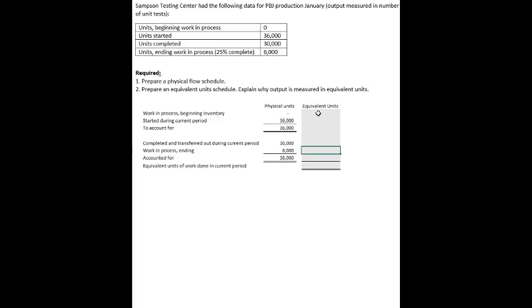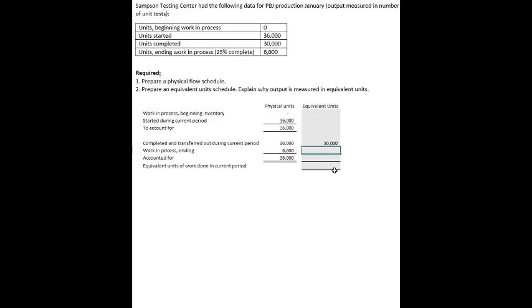So the equivalent units schedule looks like this. We know that every single one that was completed and transferred out needs to be accounted for. All 30,000 are 100% complete. Now for the work in process at the end of the period, we need to know where these things are in the manufacturing stage. Are they just started? Are they halfway through? Or are they 3/4 of the way through the process? So we have to be told that information, which we are up here.